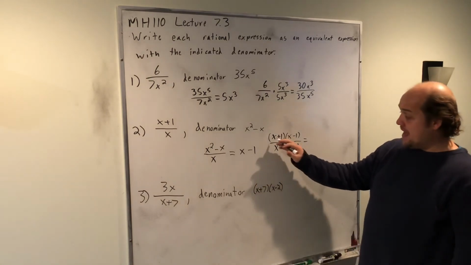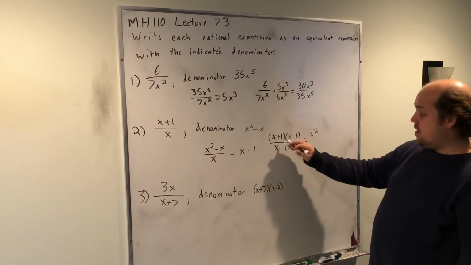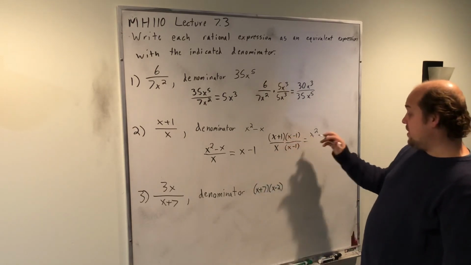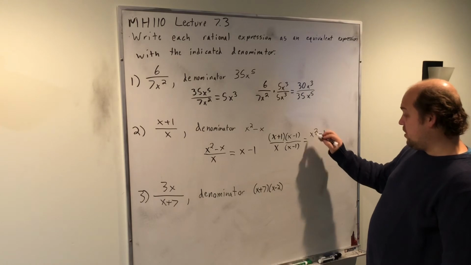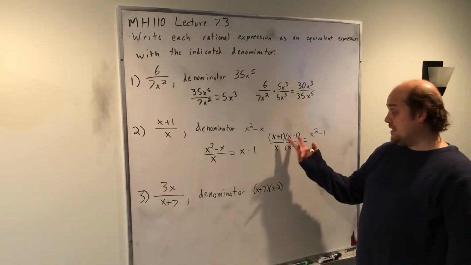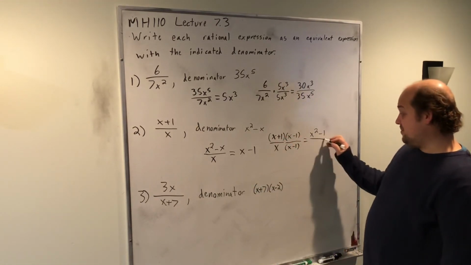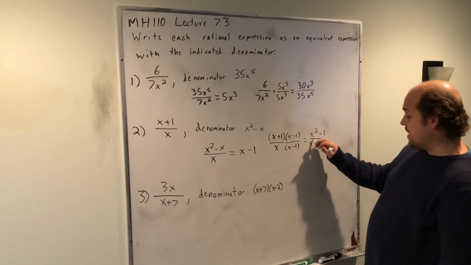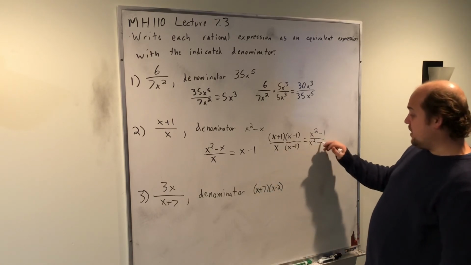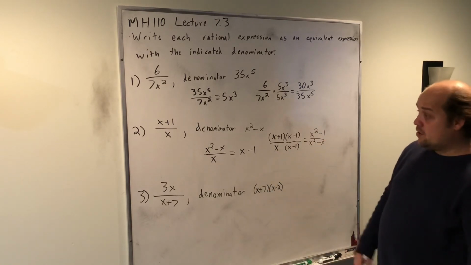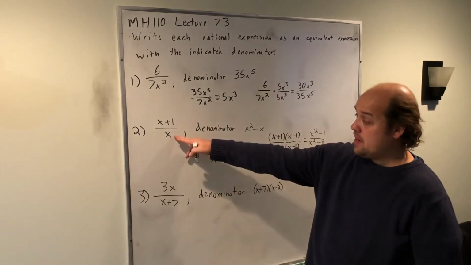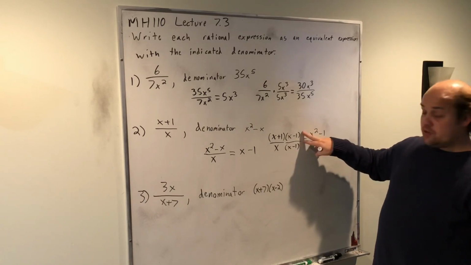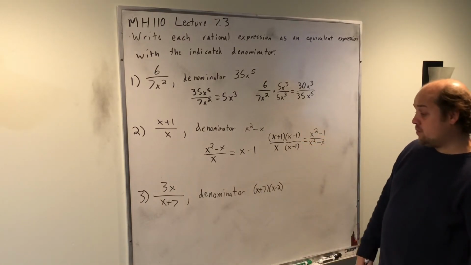On top, x times x gives me x squared. Positive 1x and negative 1x cancel each other out. Positive 1 times negative 1 gives me negative 1. So all that's happening there is really, it's a difference of squares when I multiply it out. On bottom, x times x minus 1, x times x gives me x squared. X times negative 1 gives me negative x. So I went from something that had an x on bottom to now the denominator that I wanted, x squared minus x, by multiplying by x minus 1 over x minus 1.